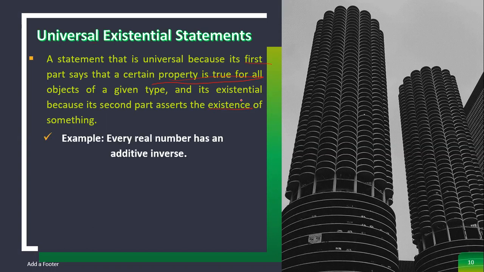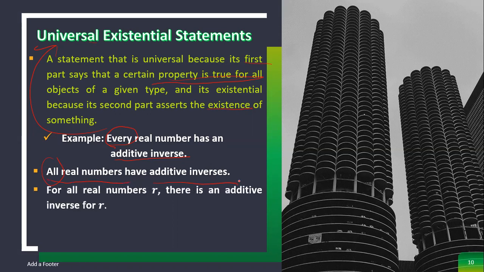So let's say, for example, every real number has an additive inverse. So we use here "every", that is commonly used for a universal statement, and then there exists an additive inverse for every real number. So therefore, there is an existence of an additive inverse. So that is the existential statement. Now, we can write this as all real numbers have additive inverses. So the same thought. We make use of the word "all" here. So this is universal and this is existential.